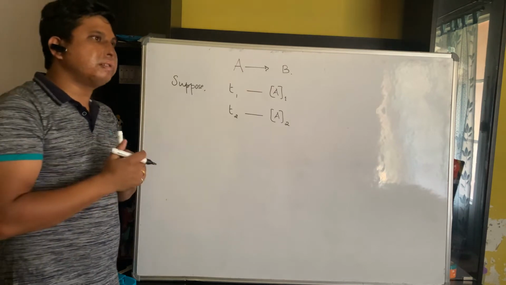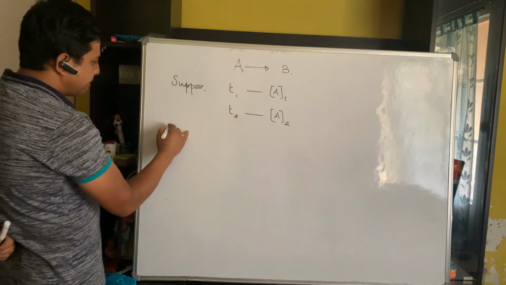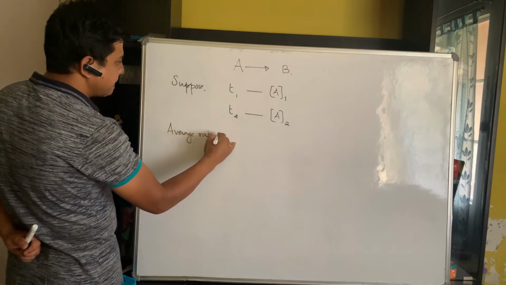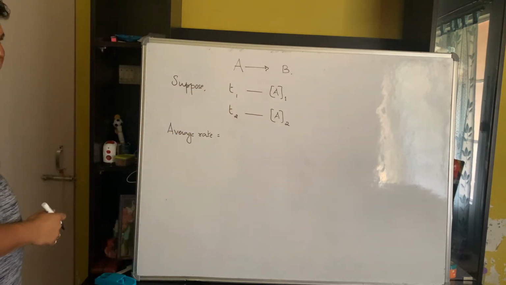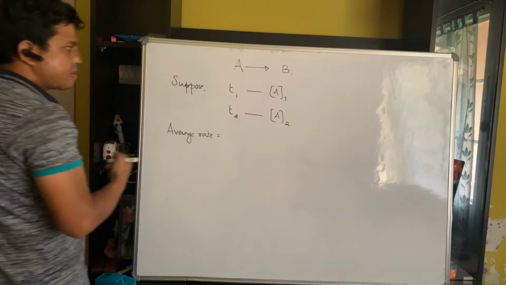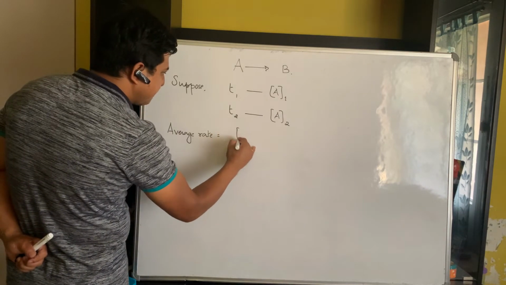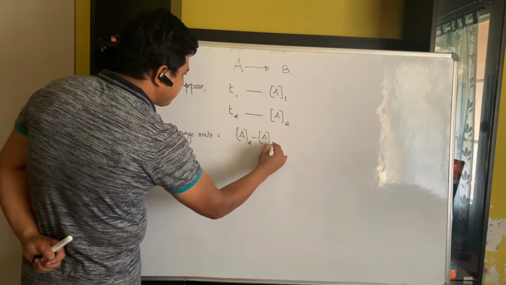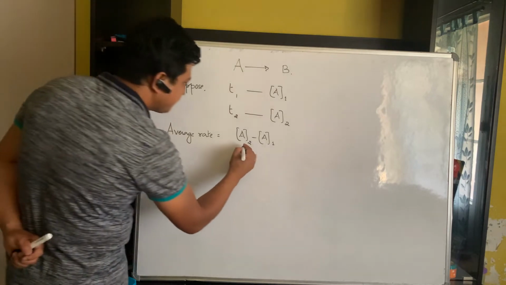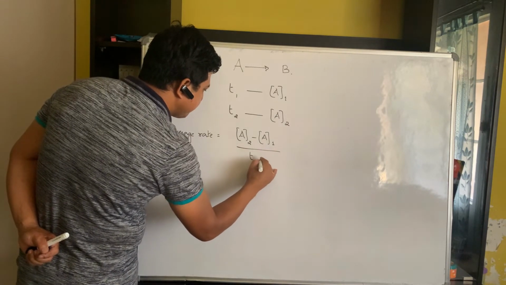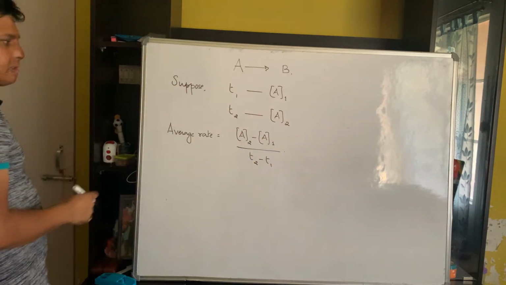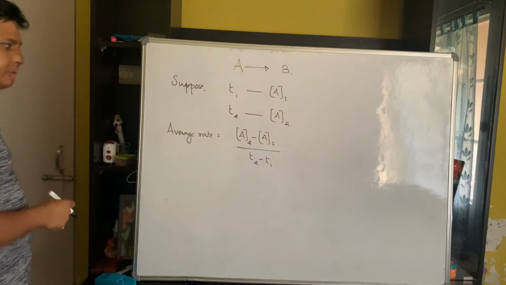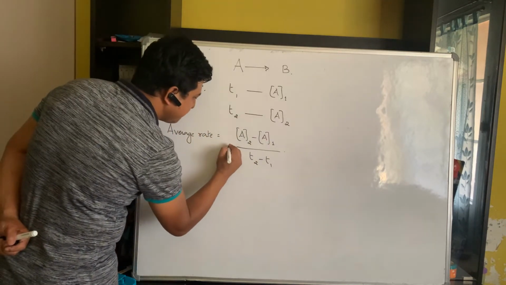Now, how are we going to do that? So here, average rate, we are expressing in terms of the concentration of the reactant. So it will be equal to the change in concentration of A. Change in concentration means final concentration minus initial concentration. And what is the time taken for this change? t2 minus t1. Now what will be the sign of A2 minus A1? Since A2 will be less than A1, the sign of this will be negative. But we know rate cannot be negative. So what do we do? We place a negative sign out here.